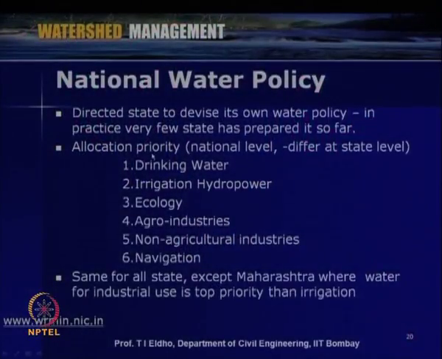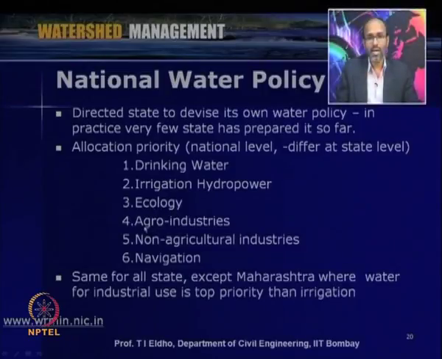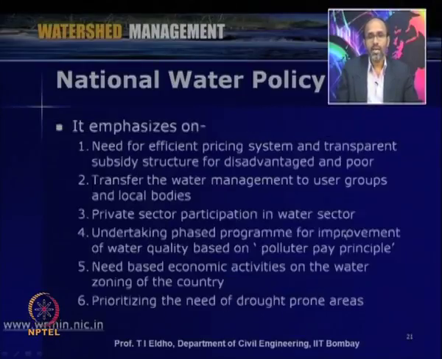So, as far as water allocation is concerned, the National Water Policy gives the allocation priorities: first should be for drinking water, second for irrigation and hydropower, third for ecological, fourth for agro industries, fifth for non-agricultural industries, and sixth for navigation. Most of the states, based upon the National Water Policy, have made their own policies, and most of the time these priorities are kept in the same way, with a few exceptions like the state of Maharashtra.